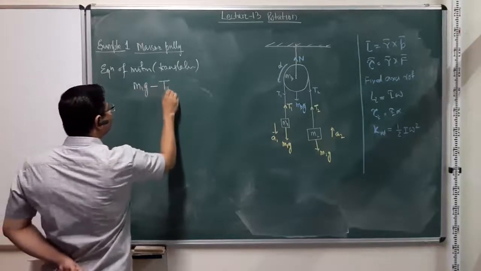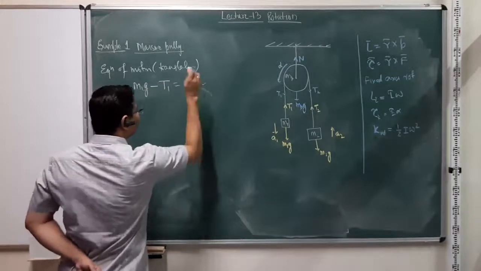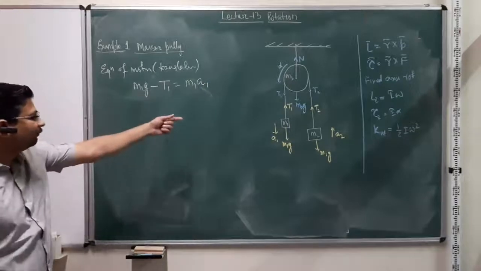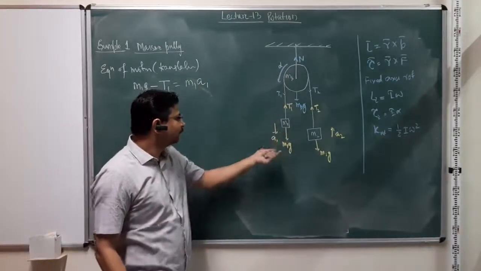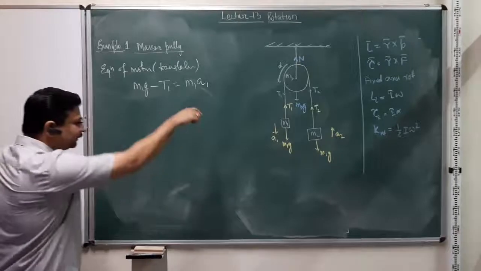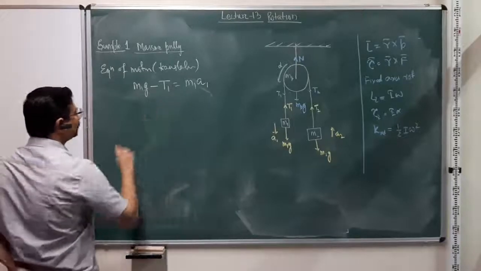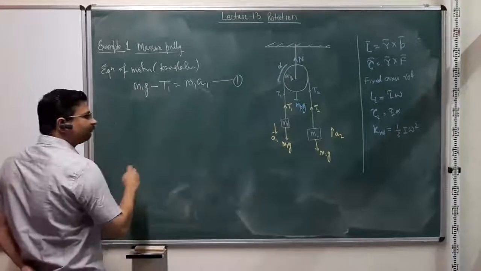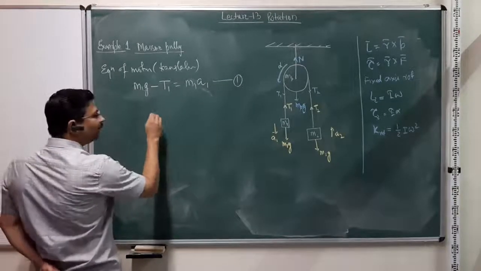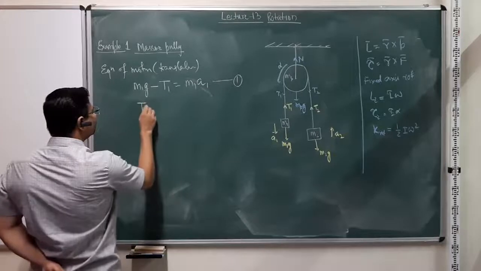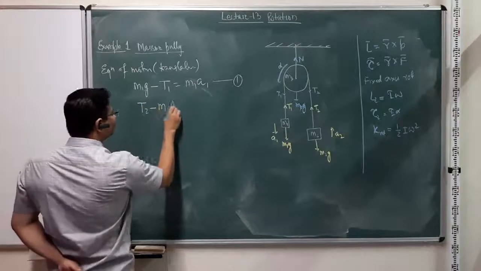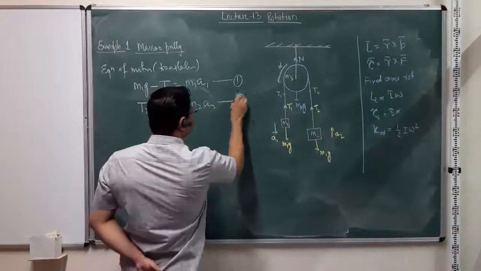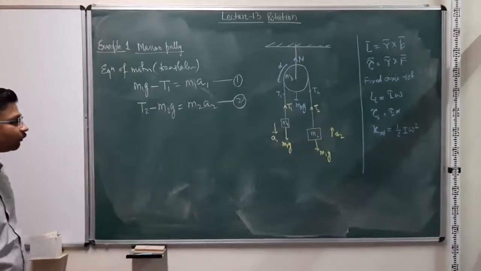M1G minus T1 is equal to M1A1. Since we have set the convention this way, M1G is actually in the positive direction, in the positive sense, right? So this is equation 1. Similarly for mass 2, now we have the acceleration going the other way around. So T2 minus M2G is equal to M2A2. So this is my equation 2.